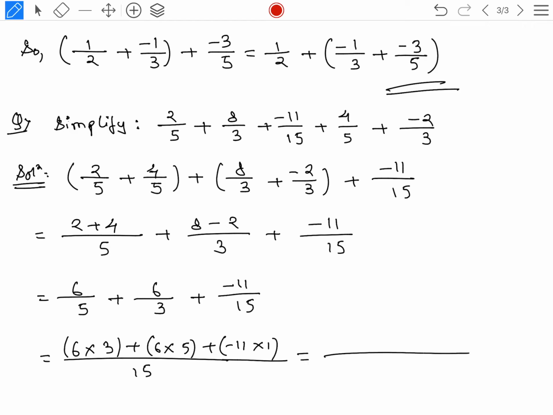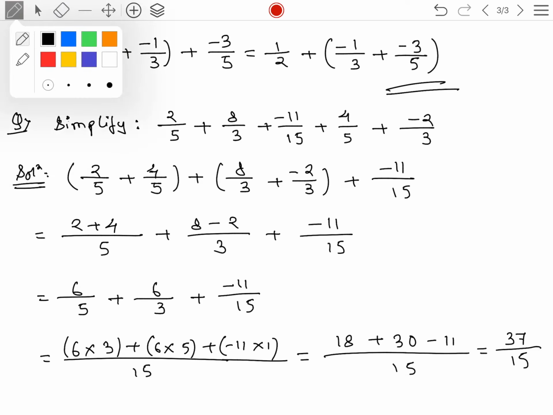Okay. If we solve this one, how much will we get? 6 3s are 18 plus 30 minus 11 divided by 15. So 18 plus 30 means 48. Yes or no? 48 minus 11, how much will we get? 37. So our answer is 37 by 15. Understood? So we solved it easily by using the associative property, that means by grouping the numbers. Okay? Understood or not?